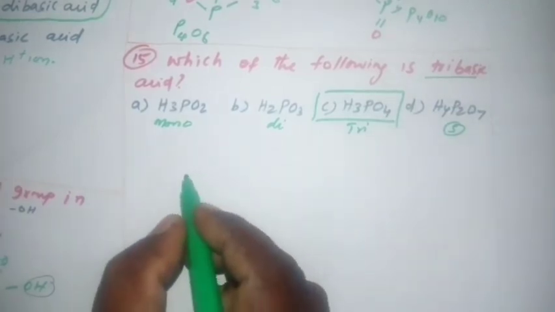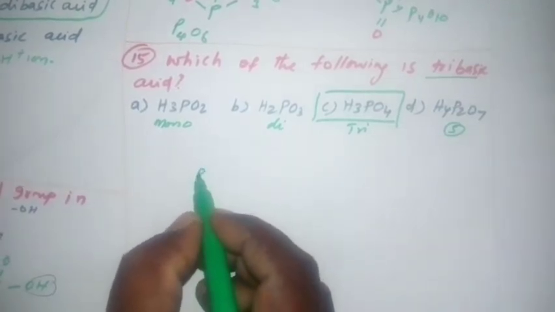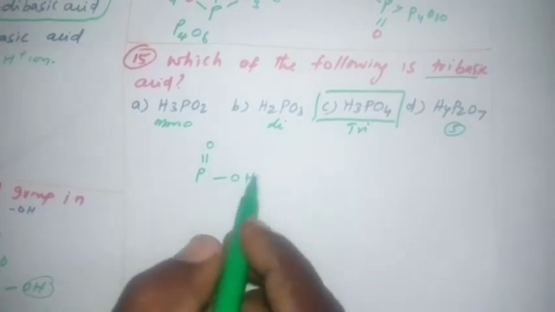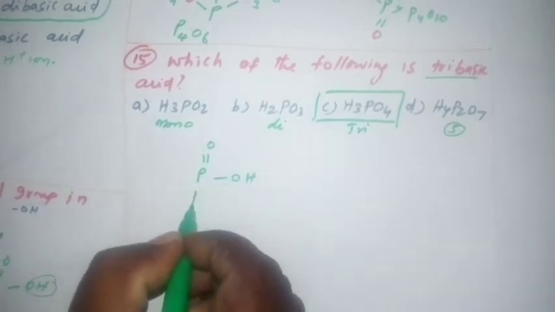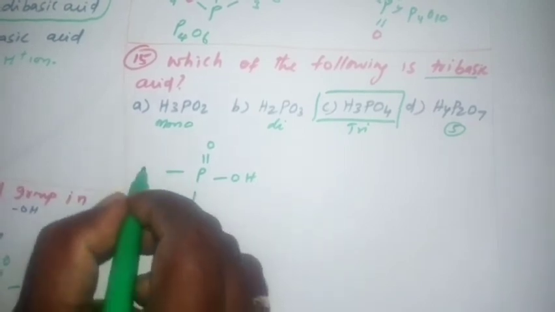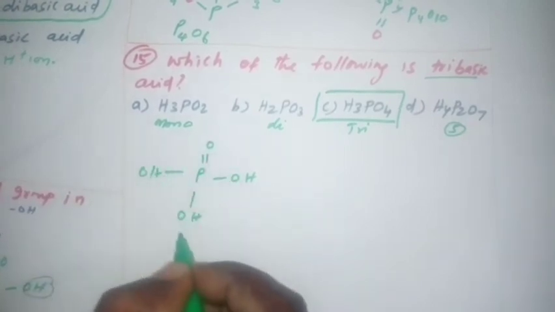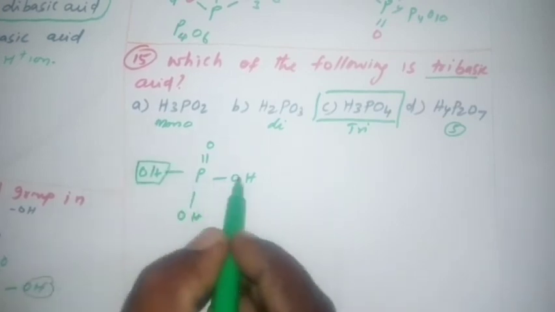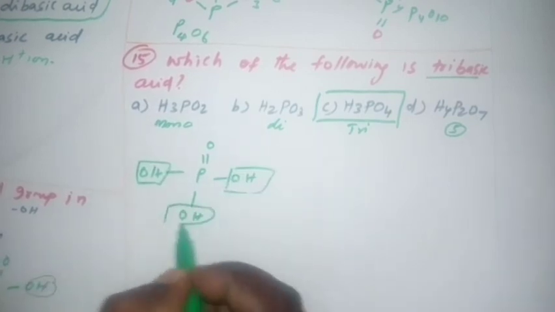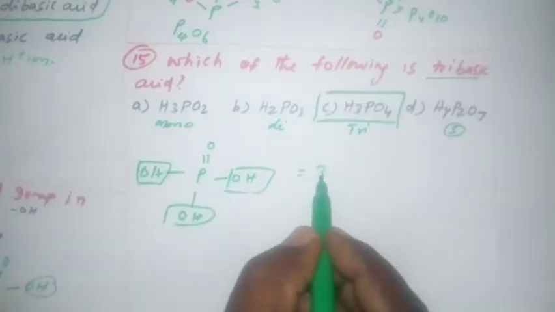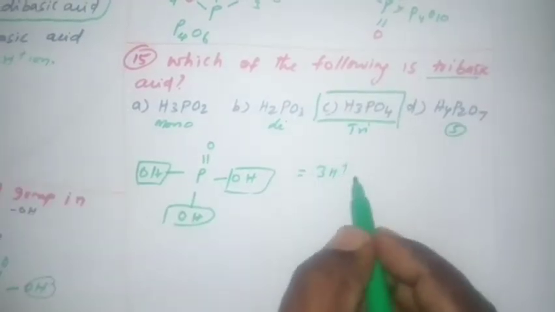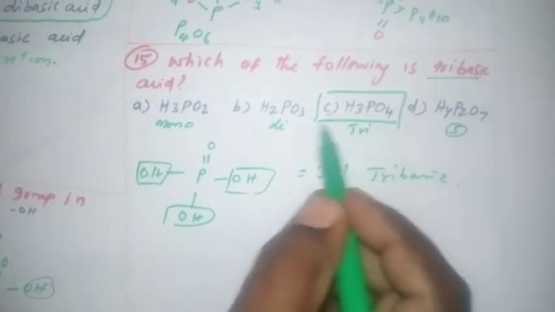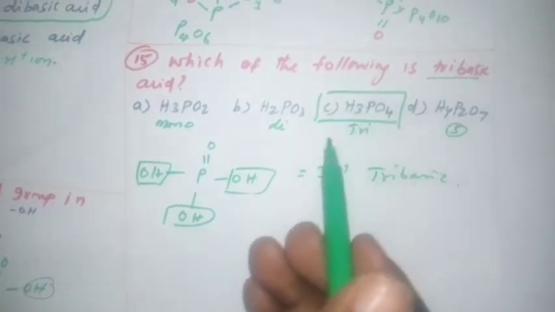Now check the structure. Phosphorus, double bond O, OH, OH, OH, H3PO4. So there are 4 oxygen atoms and 3 hydrogen atoms. So it can be ionizable, it can be ionizable, and it can be ionizable. So 3 H plus you can get from this compound. So it is tribasic. Clear? So use this shortcut method. You can save the time.